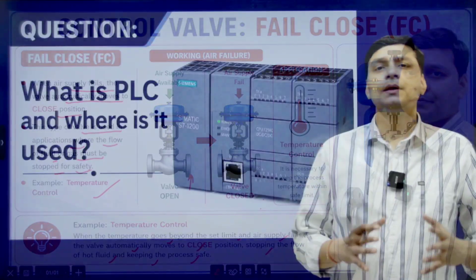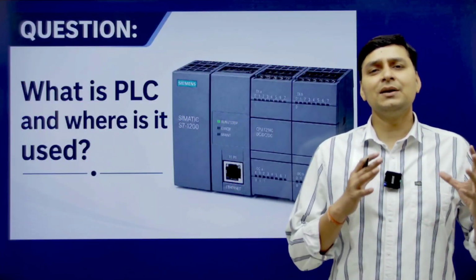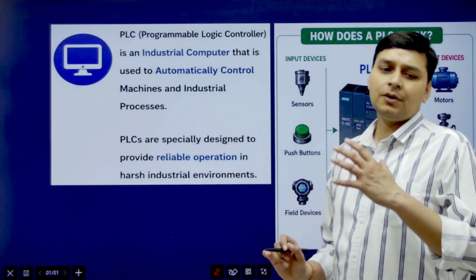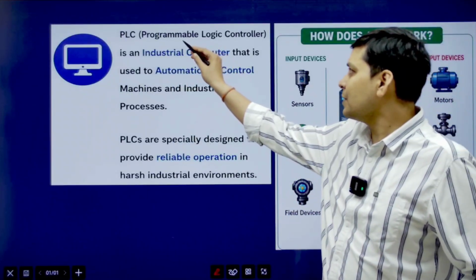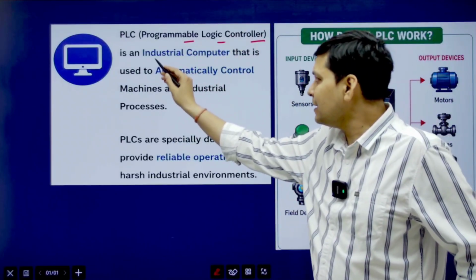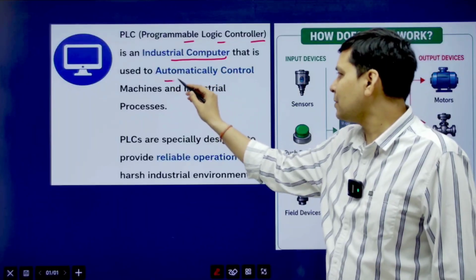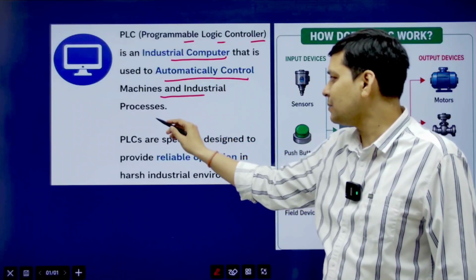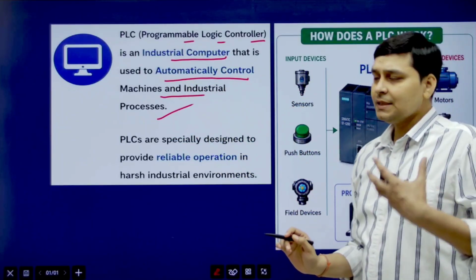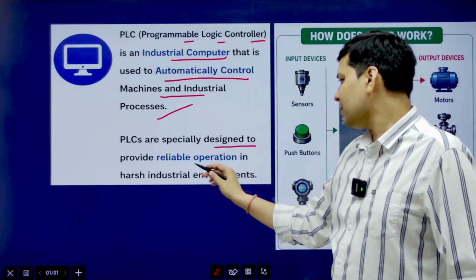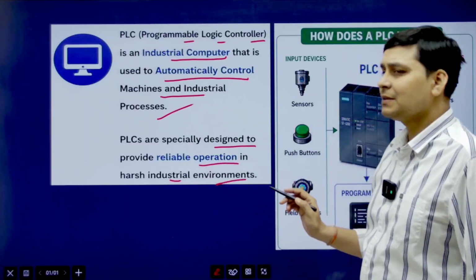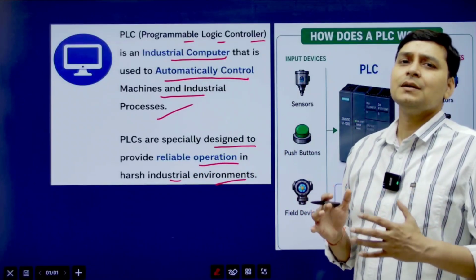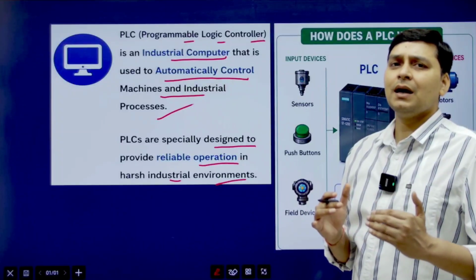The next question is, what is PLC and where is it used? The PLC full form is Programmable Logic Controller, and it is an industrial computer that is used to automatically control machines and industrial processes. PLCs are specially designed to provide reliable operation in harsh industrial environments. Harsh industrial environment means where pressure and temperature are high.